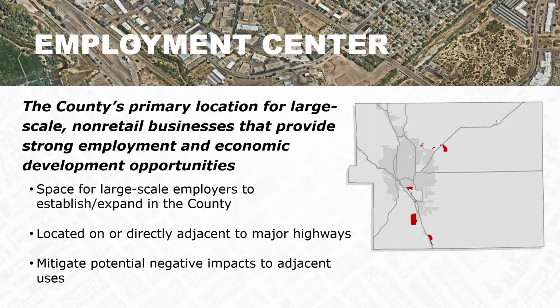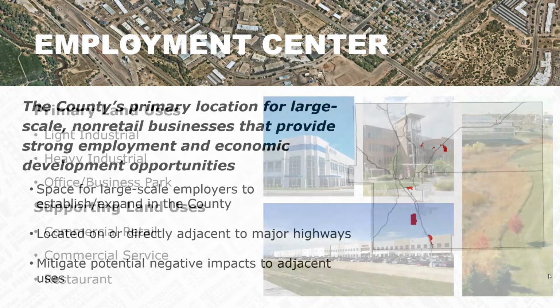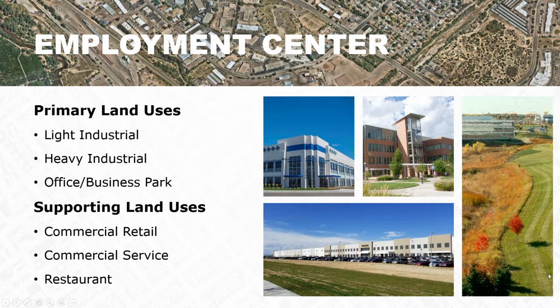They are located on or directly adjacent to major highways, and they mitigate potential negative impacts to any adjacent use areas. So while these can be fairly major development areas with pretty intense activity, they need to mitigate the negative impacts on areas that may be nearby. The primary land uses in these employment centers include light industrial uses, heavy industrial uses, office and business parks. Major employment uses is what these are.